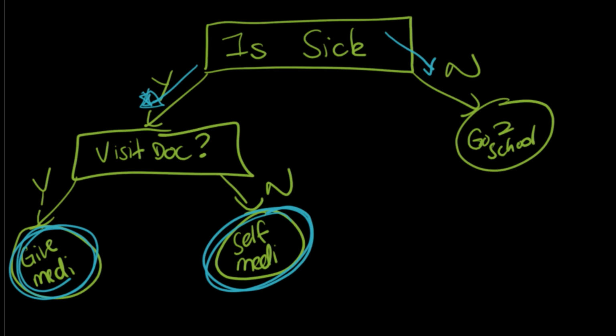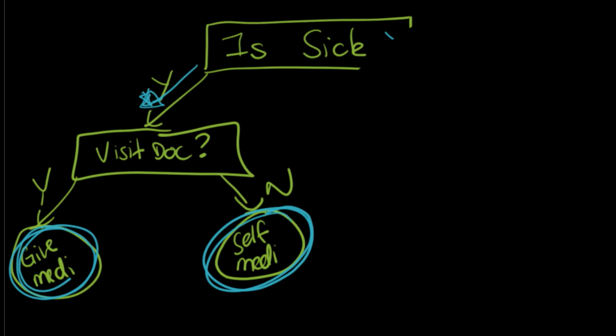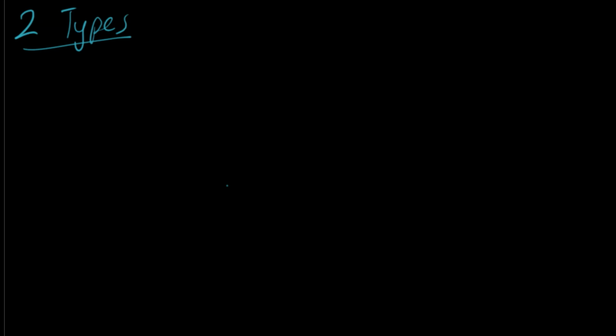Simple, easy to understand. Now, I'm going to go into the different types of decision trees. We get two types of decision trees, and for the purposes of the course and of students, I will be focusing mainly on the first type, which is number one, your classification.